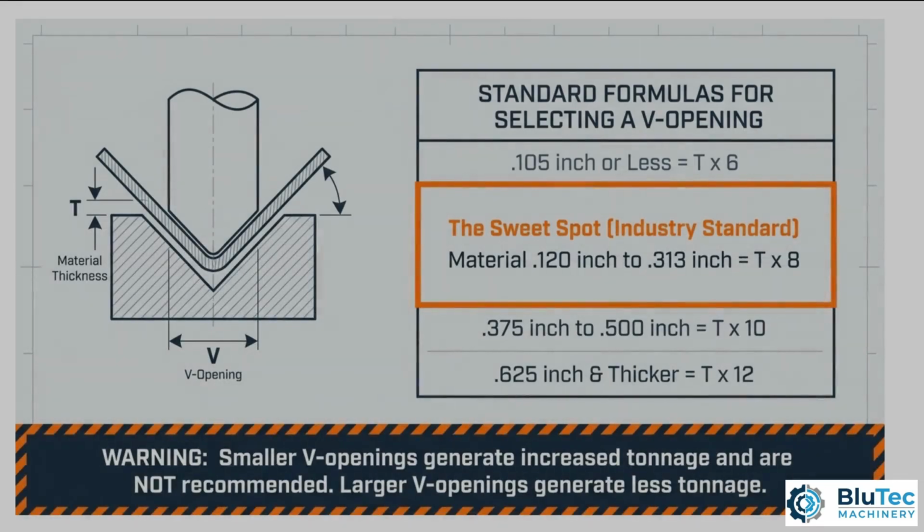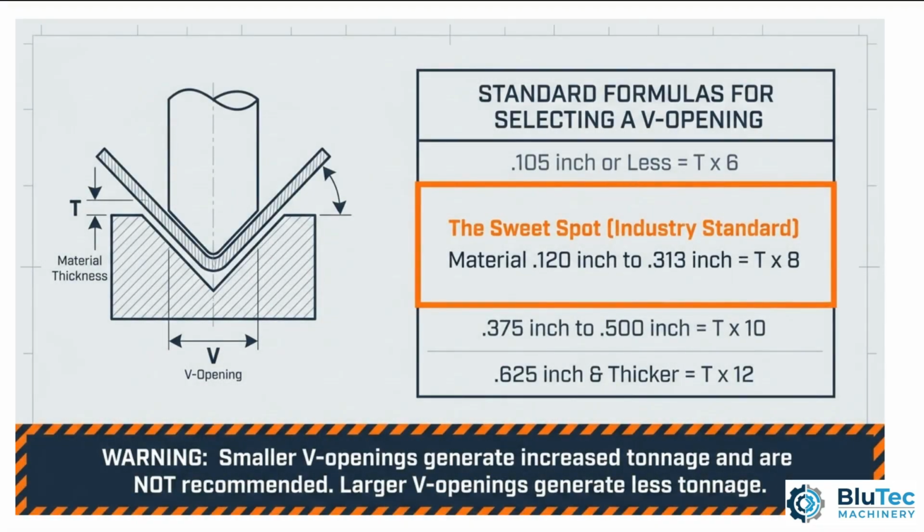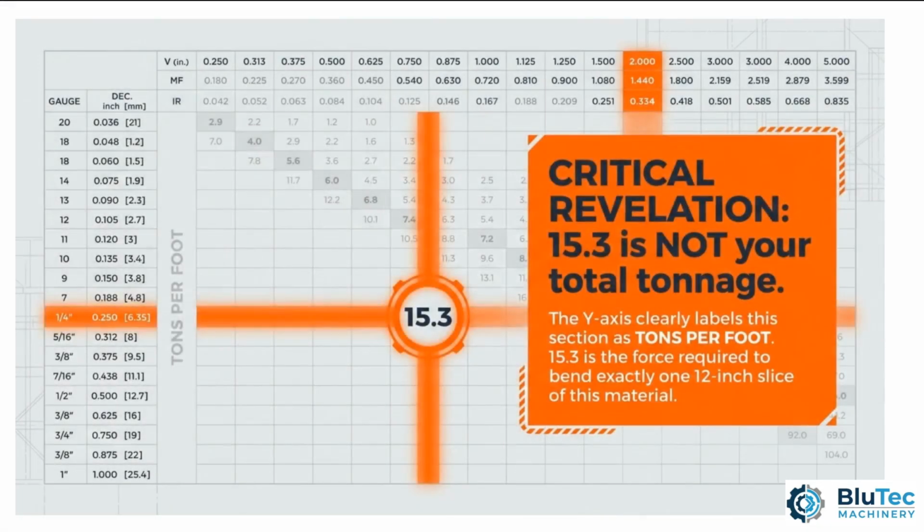Finding tons per foot. Now let's find your base tonnage. Look at the left side of your chart and locate the gauge or decimal thickness of your material. Follow that row straight across until it intersects with the column for your selected V opening. The number listed in that box represents the required pressure in tons per linear foot. For example, if you look at 1/4 inch material paired with a 2-inch V opening, the chart will show that it requires roughly 15.3 tons of pressure per foot of material.